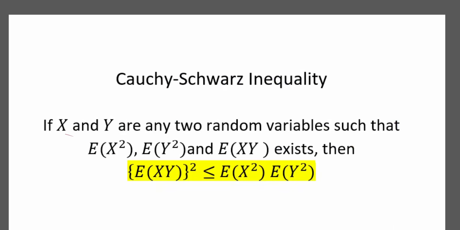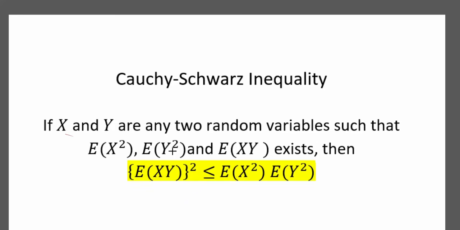Cauchy-Schwartz inequality states that if X and Y are two random variables in such a way that E of X square, E of Y square and E of XY exist, then E of XY the whole square has to be less than or equal to E of X square into E of Y square.